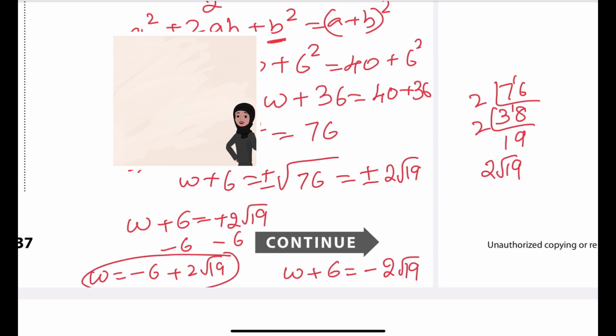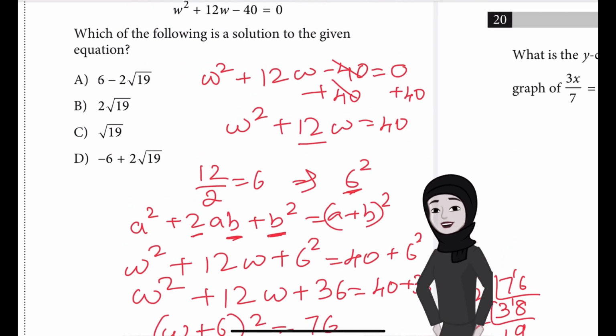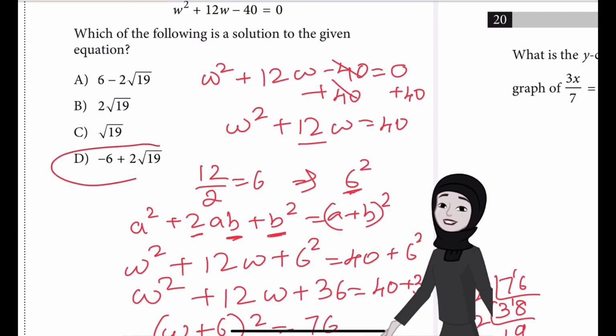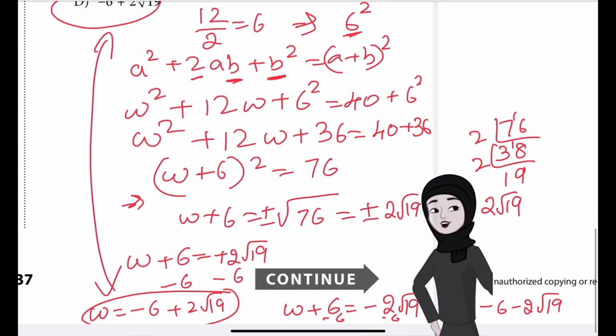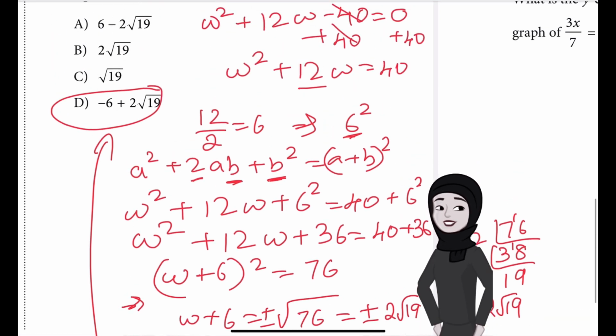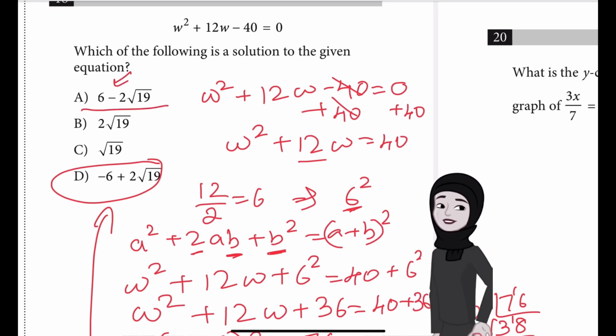This is one solution. And the other solution, if you subtract 6, will be negative 6 minus 2 square root of 19. So one of these two we have to look for in the answer choices. So which is available? You can see that negative 6 plus 2 root of 19 over here, this is matching, whereas negative 6 minus 2 square root of 19 is not available. A, if you see, is having a positive 6, not a negative 6. So do not be confused by A.